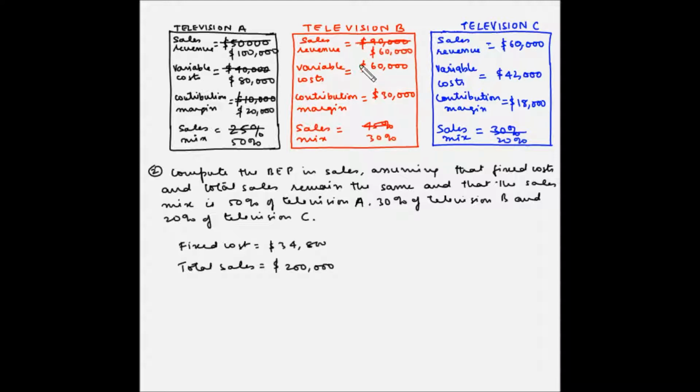The variable cost was given as 2/3 of the sales revenue, or 66 2/3%. So 2/3 of 60,000 means 60,000 divided by 3, which is 20,000, multiplied by 2, which is 40,000. So the variable cost is $40,000, and the contribution margin will be the sales revenue minus the variable cost, which is $20,000.